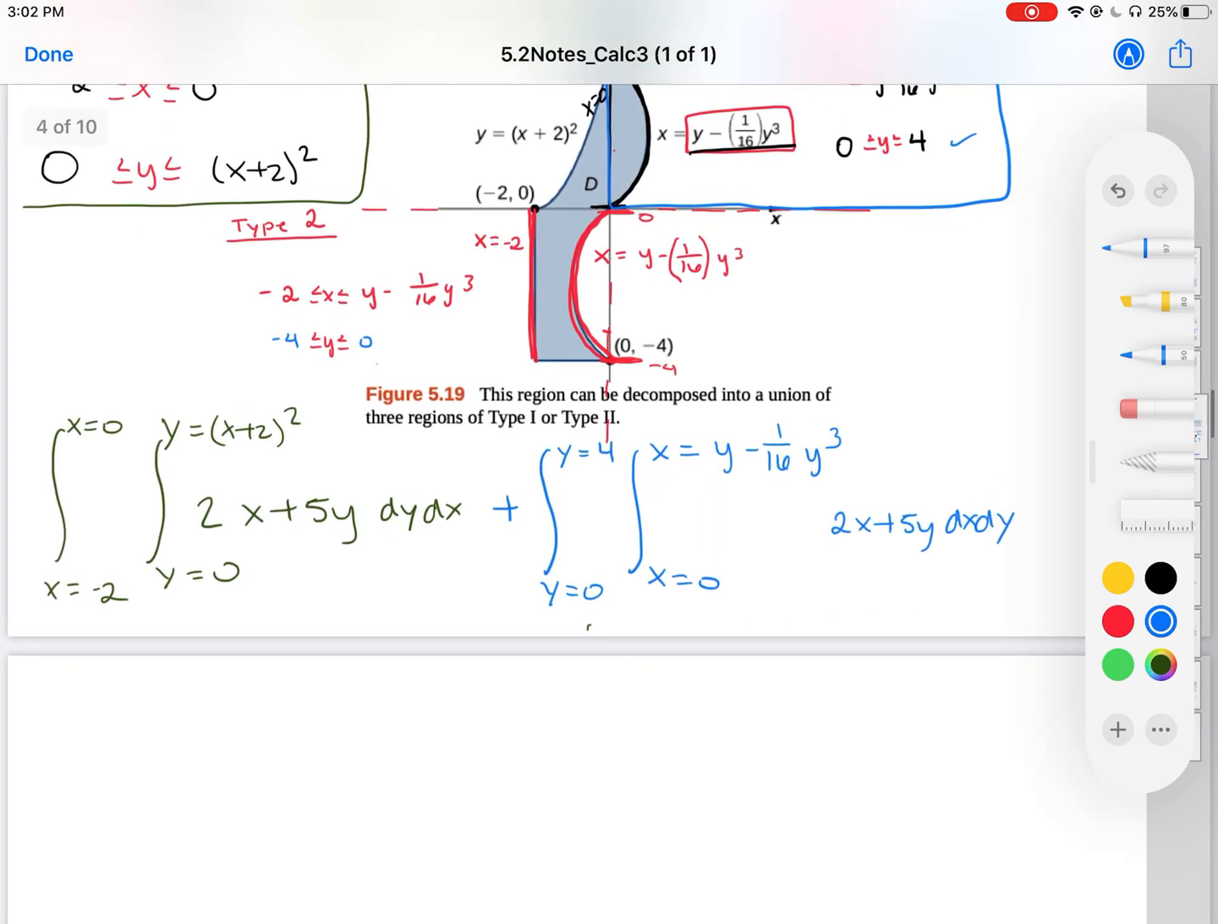And then lastly, this third region, I'm all out of space. I'll continue down here. This is type 2, so we want to integrate for x first.